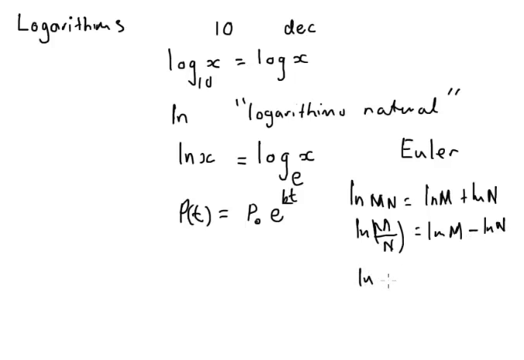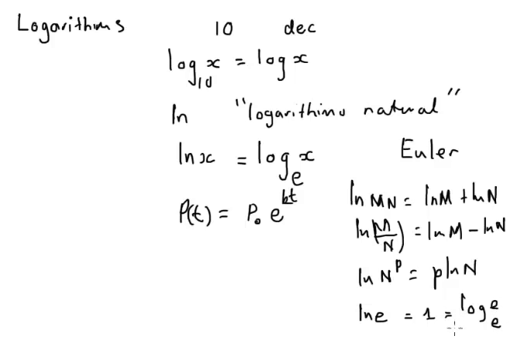Then ln of n to the power p will be p ln of n. What I'm trying to say is that all the properties of logarithms we have, we've got here. Even if we say ln e, this is equal to 1, because this is log of e base e. So you see, this is exactly what we said: the logarithm of a base a is 1. So it works out exactly the same.